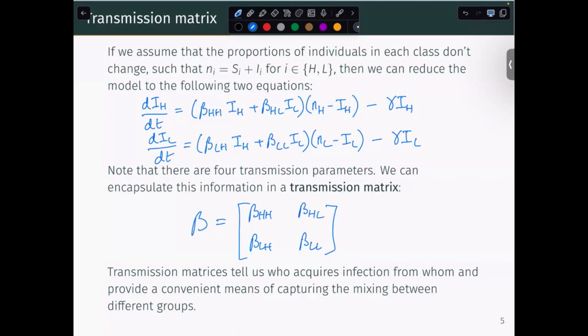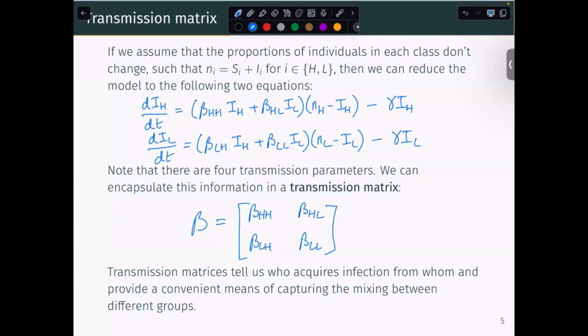Note that here, the way that I set this up, the rows are the transmission rates to the high-risk class, and the columns are the transmission rates to the low-risk class. Conversely, the columns are going to be the transmission rates from the high-risk class and from the low-risk class. So whether you're looking at rows or columns affects whether it's transmission from or transmission to.